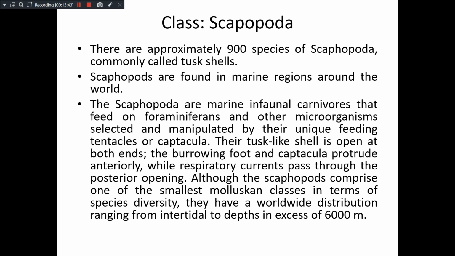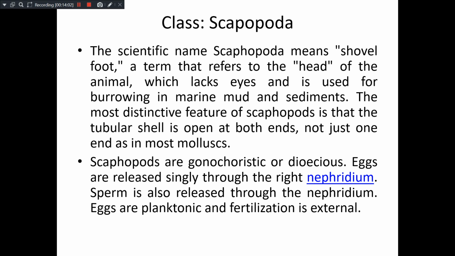Although compared to other molluscans, this Scaphopoda is the smallest class in terms of species diversity, they have worldwide distribution. Even they are found from intertidal regions to depths up to 6,000 meters in the ocean. You can see this Scaphopoda.